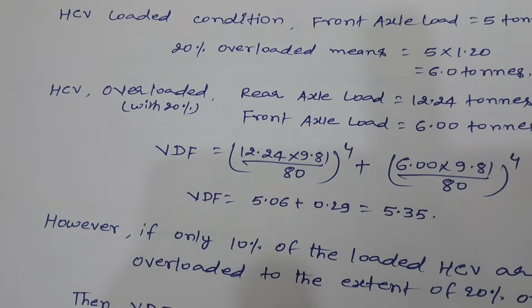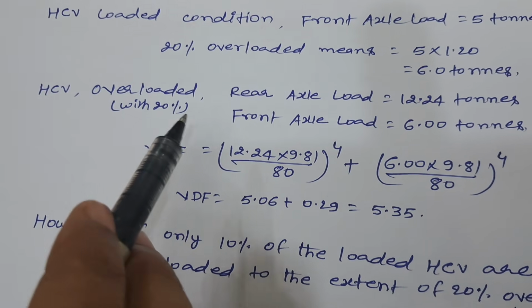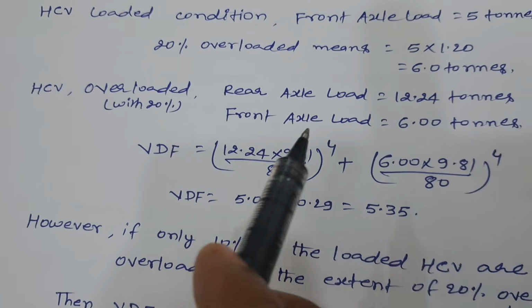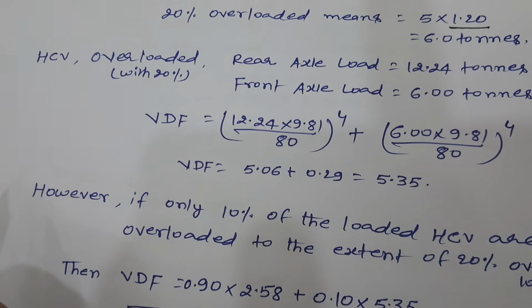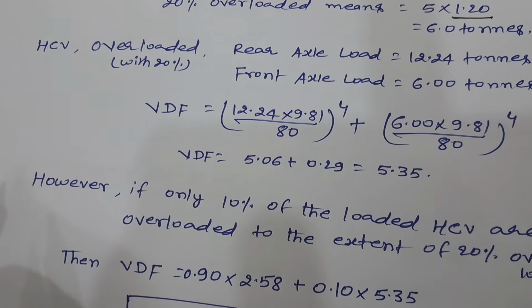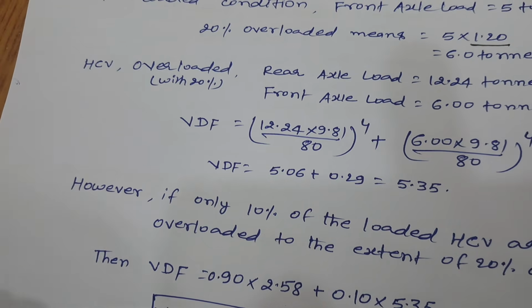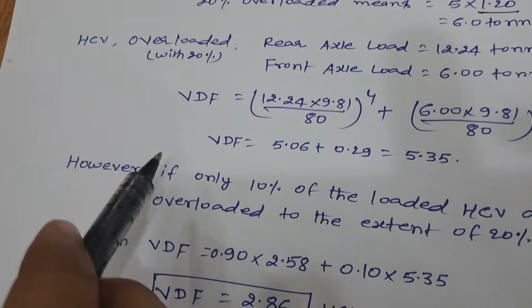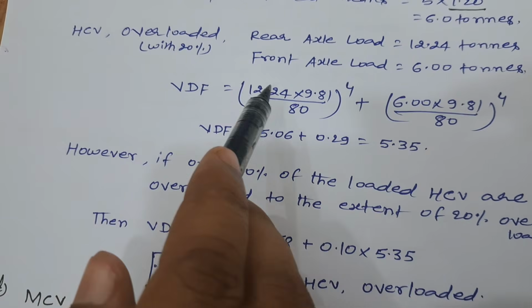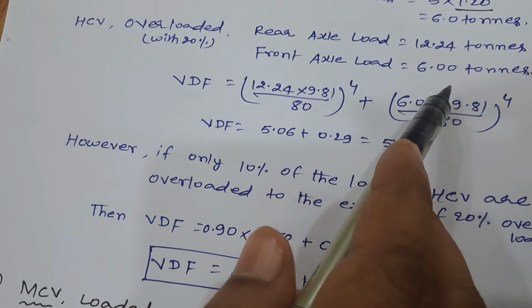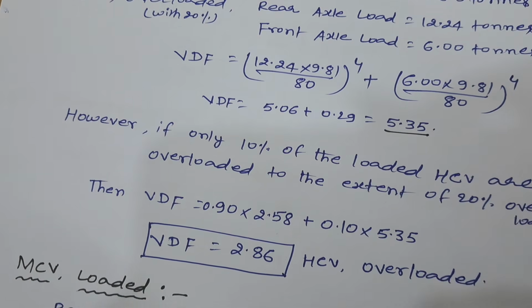Similarly, for heavy commercial vehicles in loaded condition, front axle load is considered 5 tons. If 20% overloaded, it means 5 into 1.2, so it will come 6 tons. However, every vehicle will not be overloaded. Now you will find VDF for overloaded, meaning 20% extra load. So 20% extra load for rear axle will come 12.24 tons and front axle load will come 6 tons. If you find VDF in this case, it comes 5.35 per vehicle.